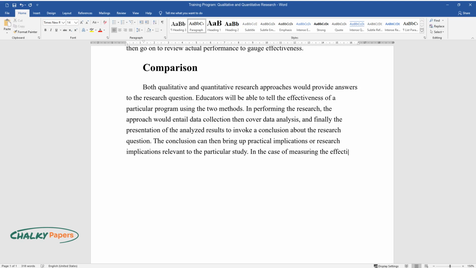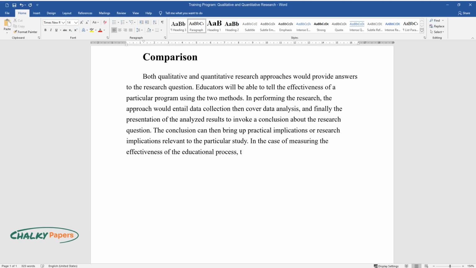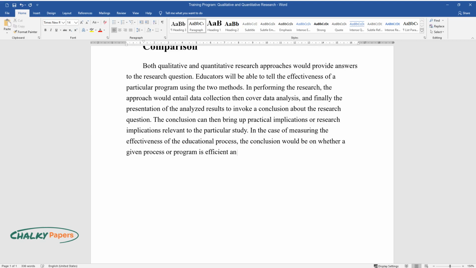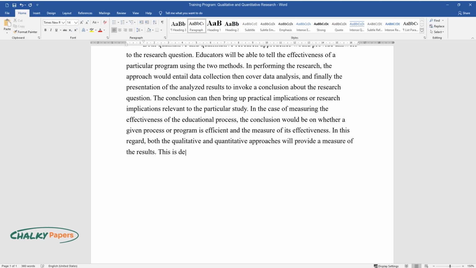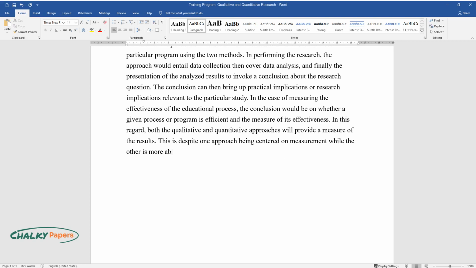In the case of measuring the effectiveness of the educational process, the conclusion would be on whether a given process or program is efficient and the measure of its effectiveness. In this regard, both the qualitative and quantitative approaches will provide a measure of the results. This is despite one approach being centered on measurement while the other is more about descriptions.